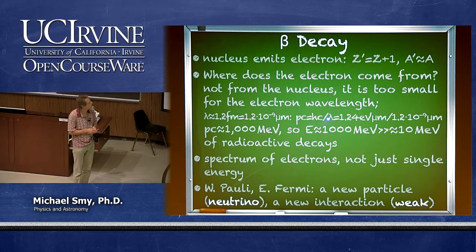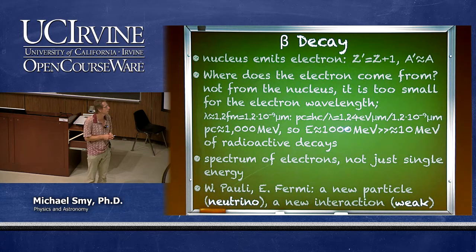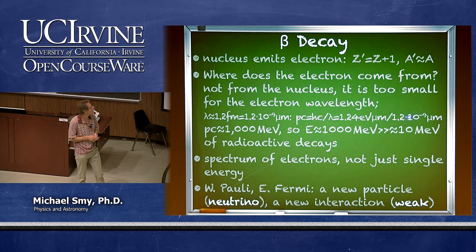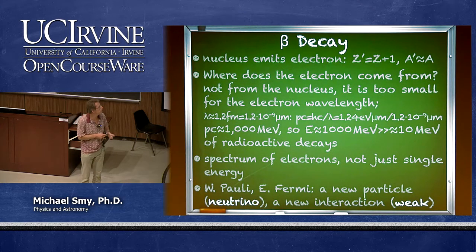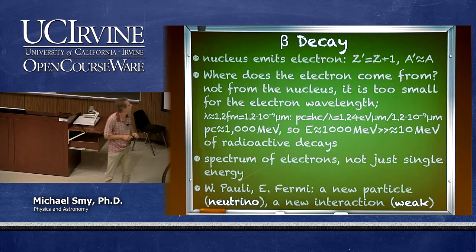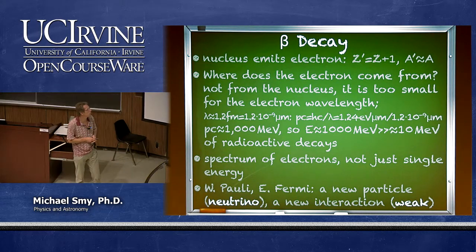So I use the Planck constant as usual with 1.24 electron volt micrometers. If I divide that by the 1.2 times 10 to the minus 9 micrometers, I get roughly 10 to the plus 9 electron volts per c of momentum. And that means that it's roughly 1000 MeV, or 1 GeV, and that is much, much more energy than there is in nuclear decays. Energy of nuclear decays is on the order of 10 MeV or so. You can't get energies of 1 GeV out of it. That is also true for beta decays. There are no beta decays with energies of 1 GeV.